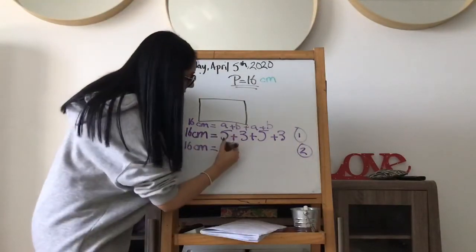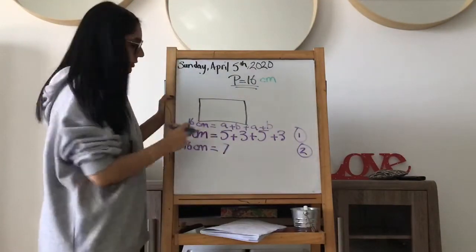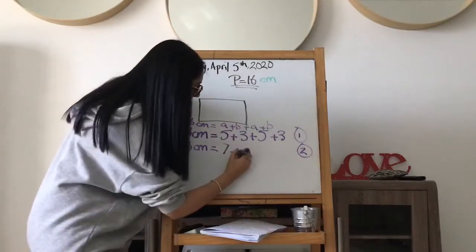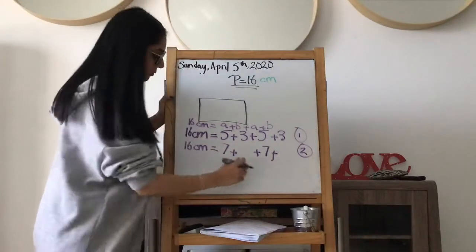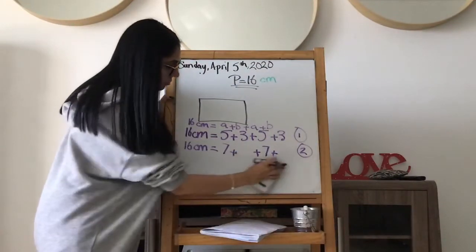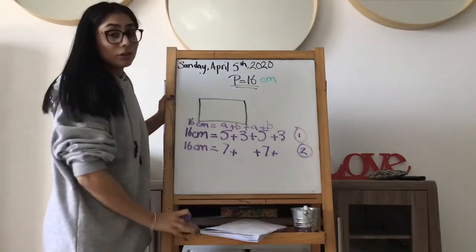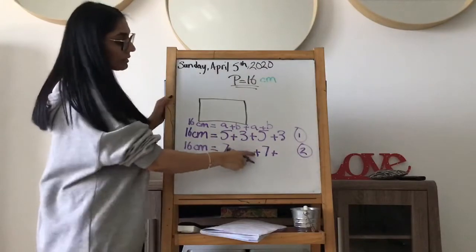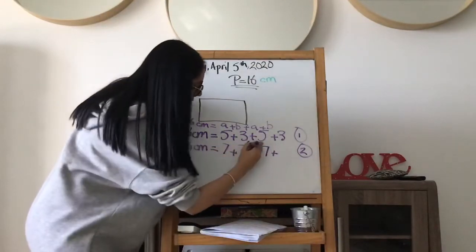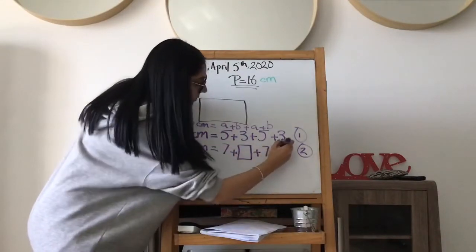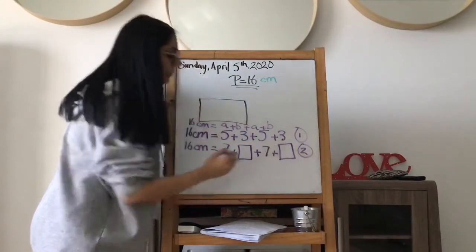I'm just going to plug any numbers. I'm going to put 7. Okay, always start with the A's. So I'm going to put 7 plus something plus 7 plus something. And I'll put little boxes if it's looking a little confusing. What could I fit in there?